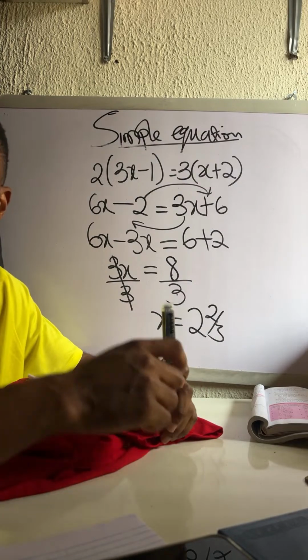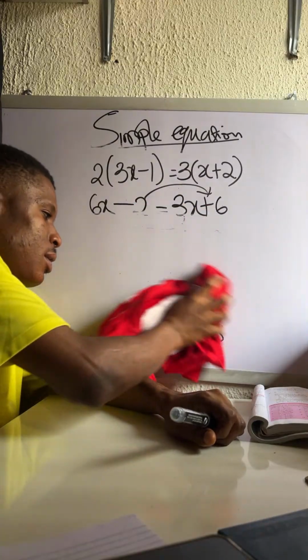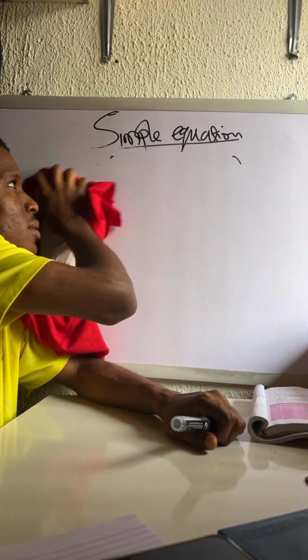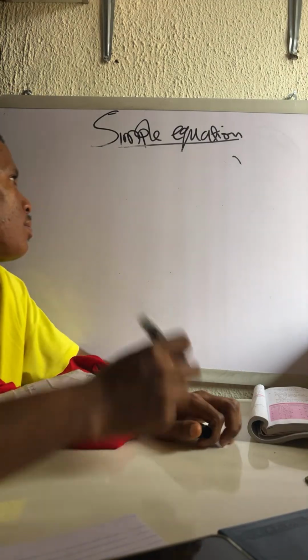Thank you for saying 2.66. You are right, 2.6 recurring. So this is how we do that. Let's look at the next one.